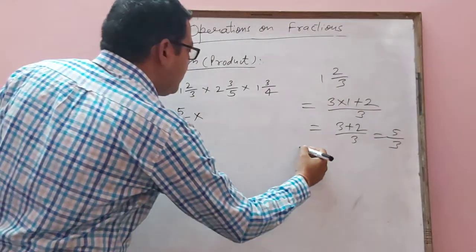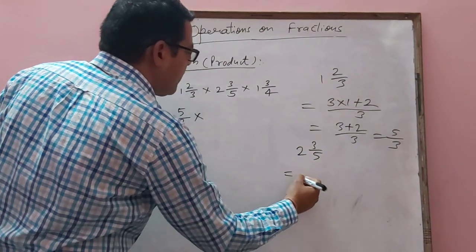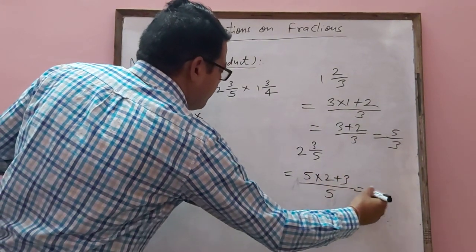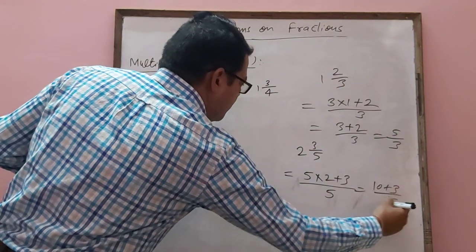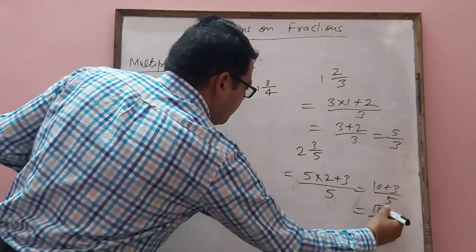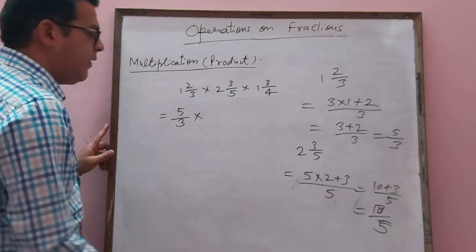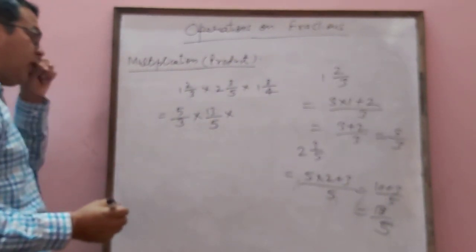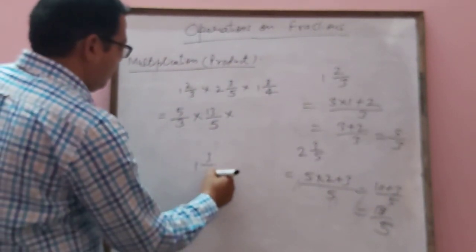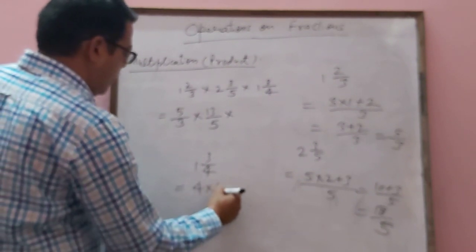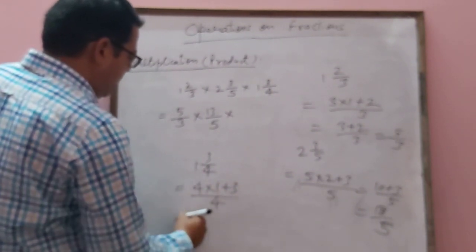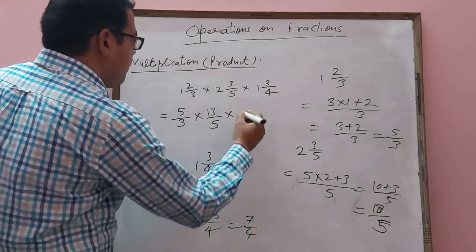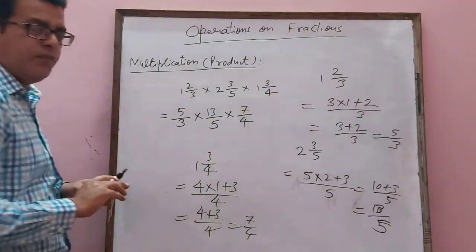Right? Second one is 2 whole 3 by 5. What we can write? 5 into 2 plus 3 upon 5. So 10 plus 3 by 5. So 13 by 5 we can write it. Now next one is 1 whole 3 by 4. So we can write it 4 into 1 plus 3 by 4. It is 4 plus 3 by 4, that is 7 by 4. So we can write it 7 by 4. Hope you understand.